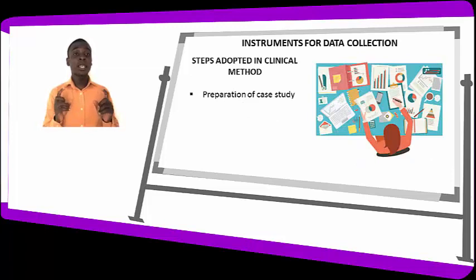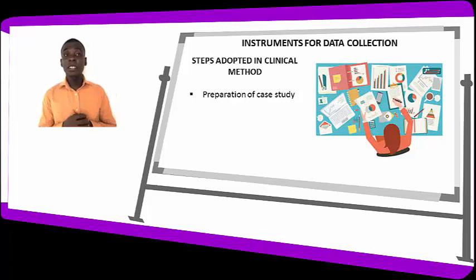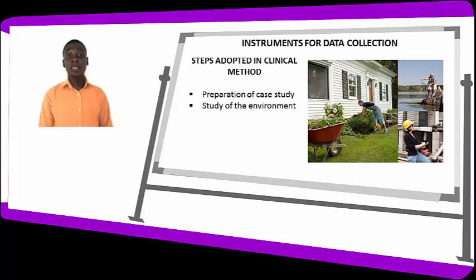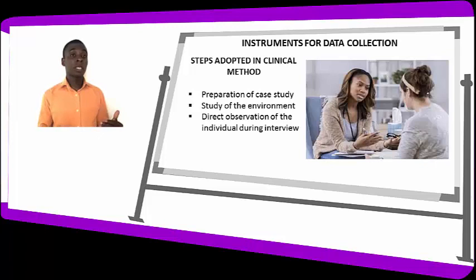Number one, preparation of case study. We have talked about case study before, so you now understand what case study is. So you are preparing a case study. Then number two, the study of the environment. You study the environment where you have such cases. And number three, direct observation of the individual during interview. So you are directly observing the individual. You are looking at the person. You want to understand how the person reacts, the body language, and so many other things that you'll be looking out for when you are conducting that research.